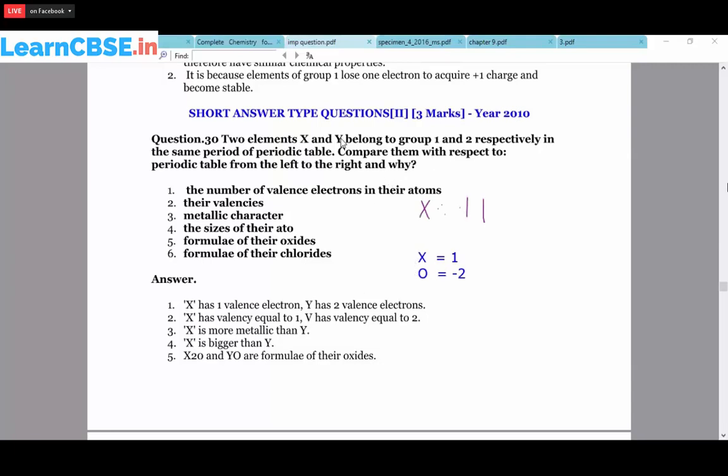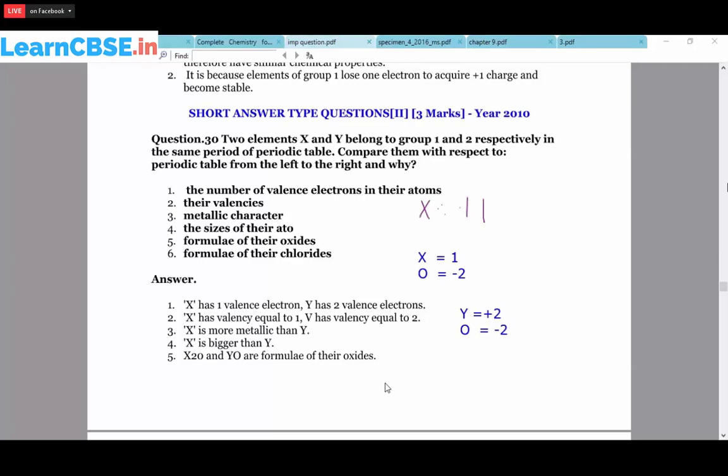The next one is Y. Y belongs to group 2, so Y equals plus 2 charge and oxygen equals minus 2 charge. In this case, both atoms have the same number of charges, so they cancel out each other. So you will have YO. YO is the formula of the oxides.